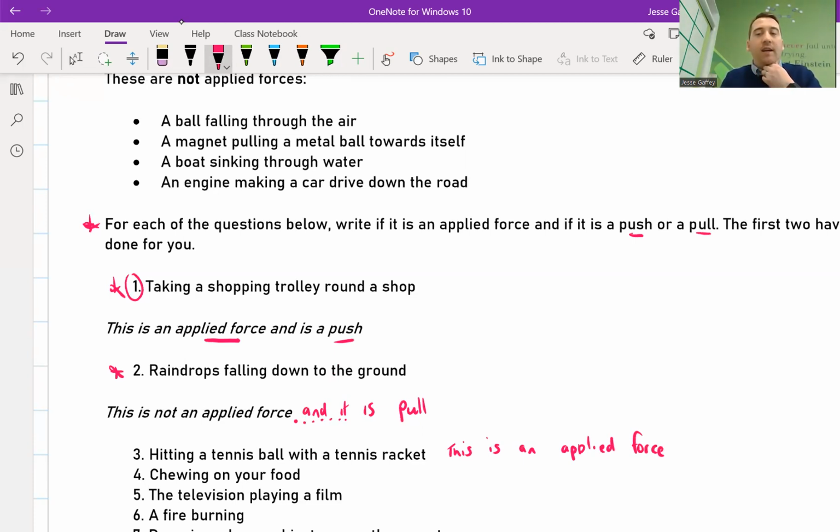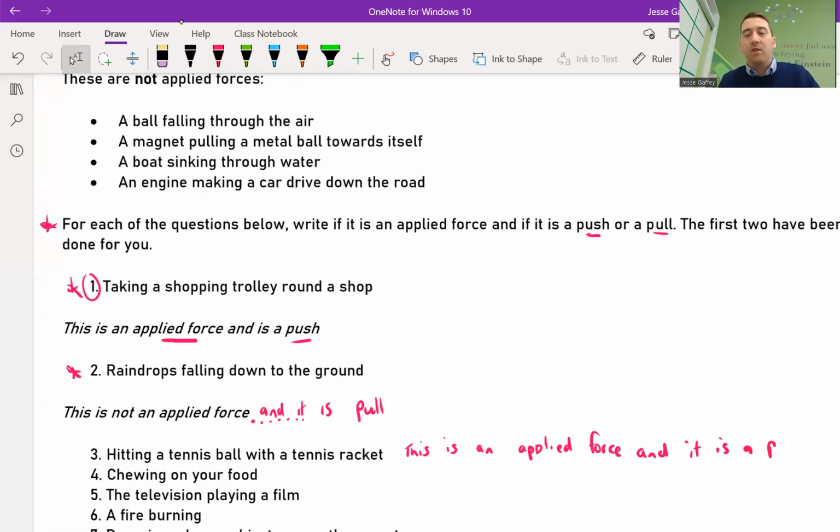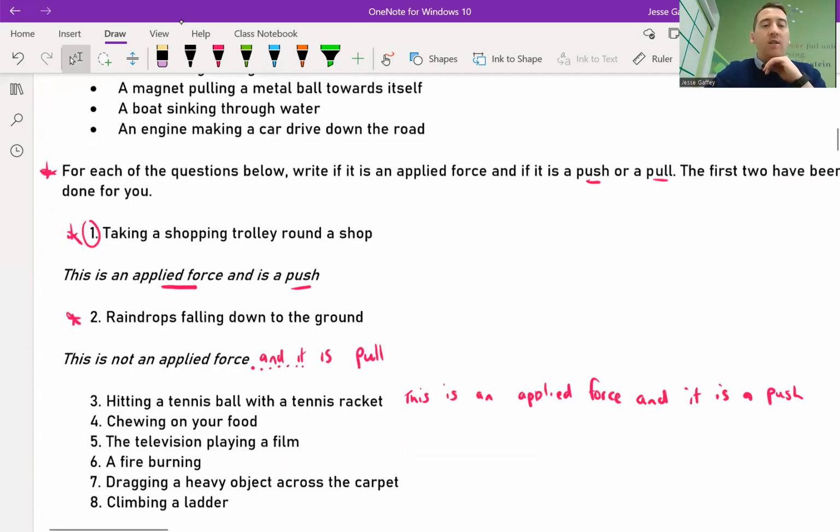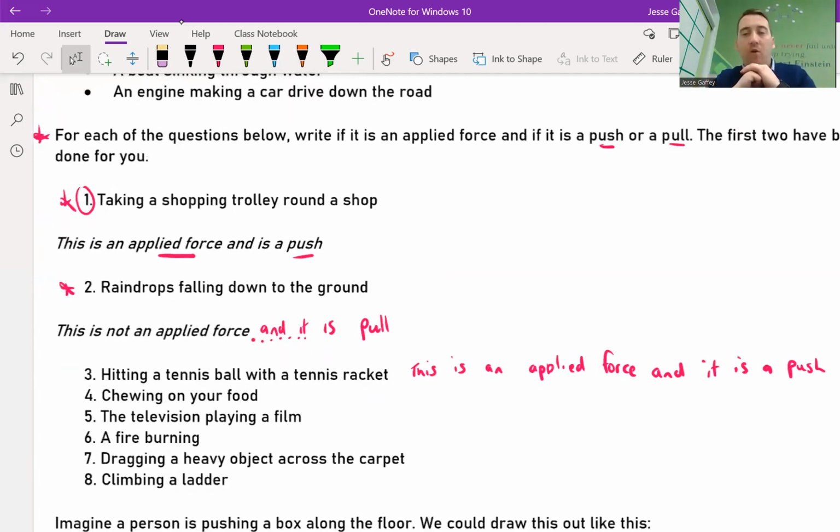And then the next question, is it a push or a pull? And it is a push. So the racket pushes the ball. Okay, so now that we've done lots of them together, I'm going to get you to pause the video and go through the rest of these, please. Pause the video and do that now.